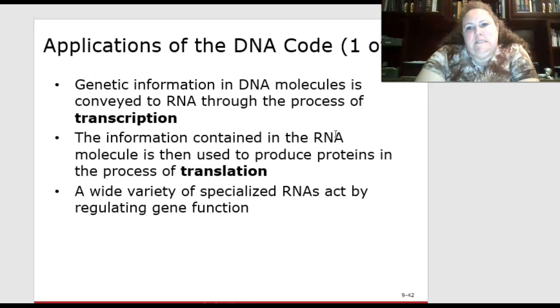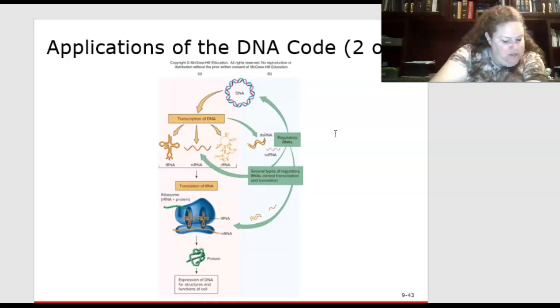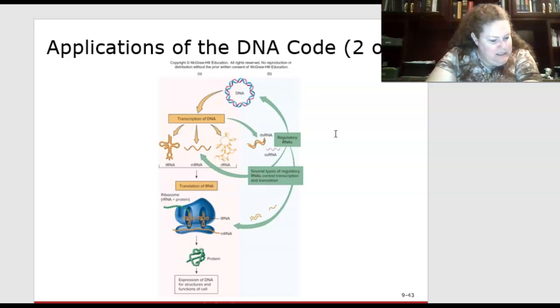So genetic information in the DNA molecules is conveyed to RNA through the process of transcription. And the information that's contained in the RNA molecule is then used to produce proteins in a process that's called translation. So a wide variety of specialized RNA acts by regulating the gene function. And so here is an example of the summary of the flow of genetic information in cells. And this is figure 9.10 in your book.